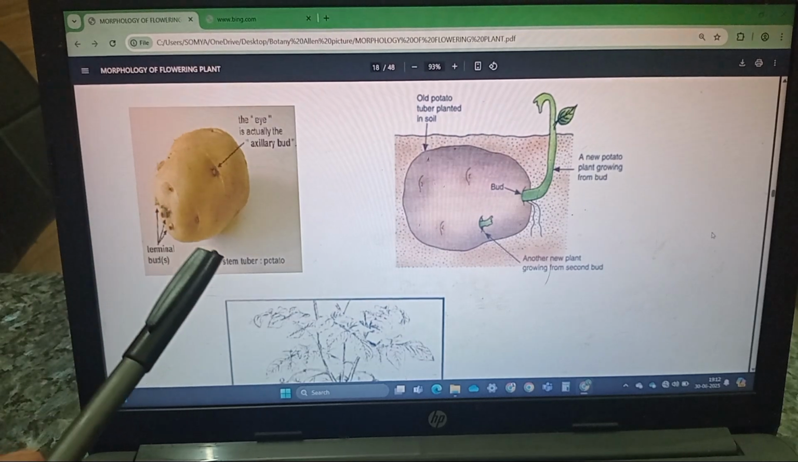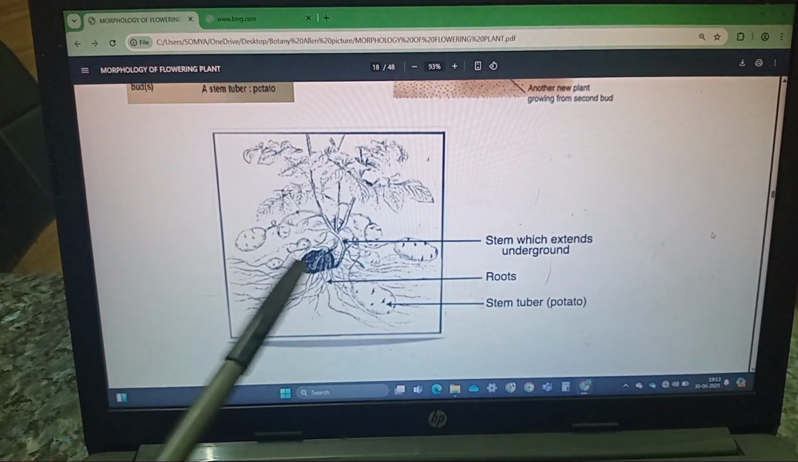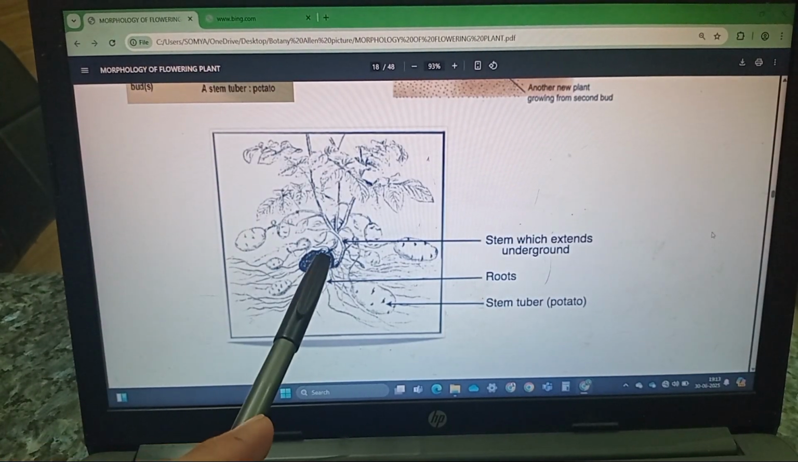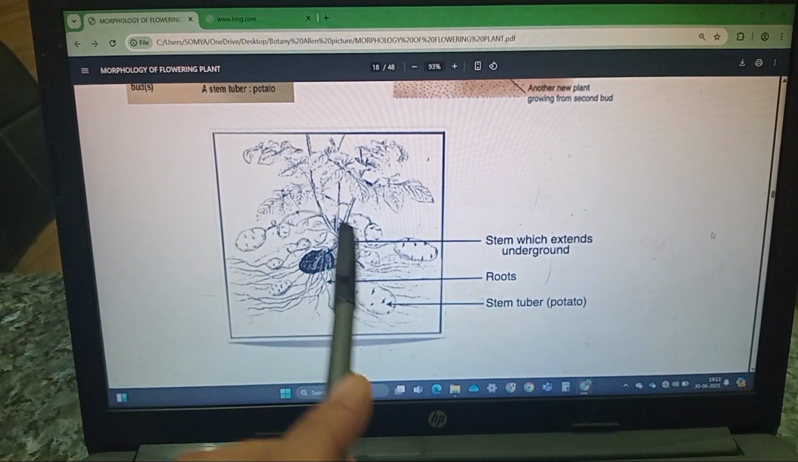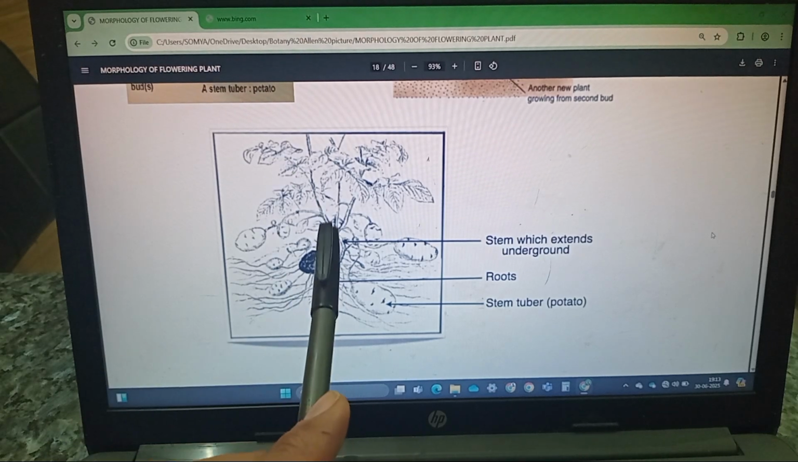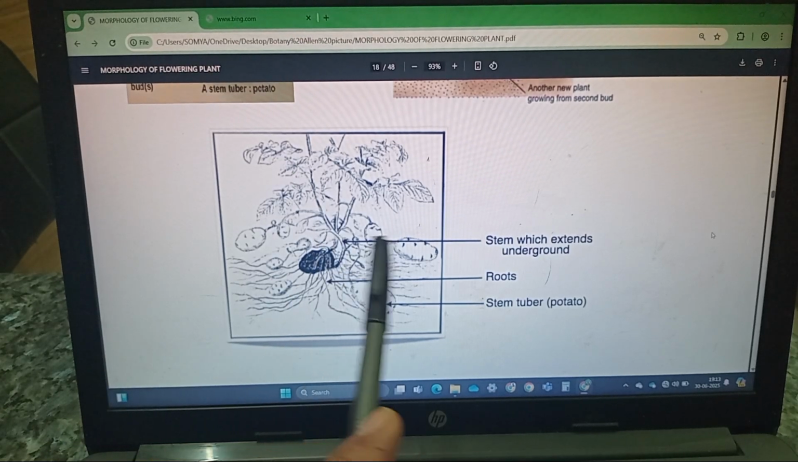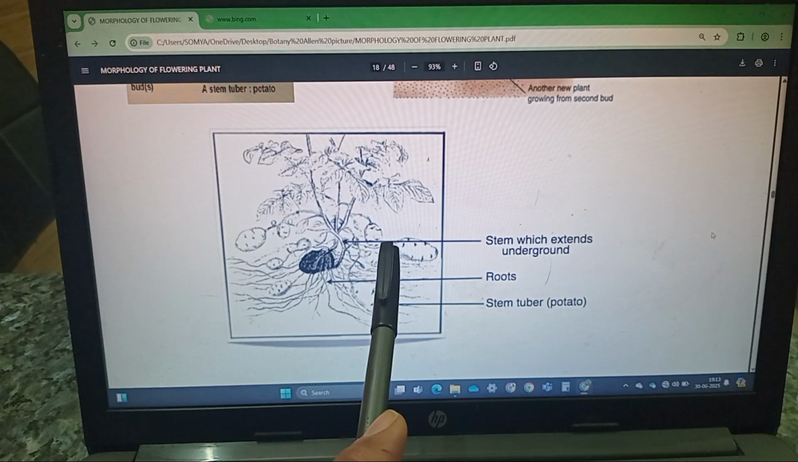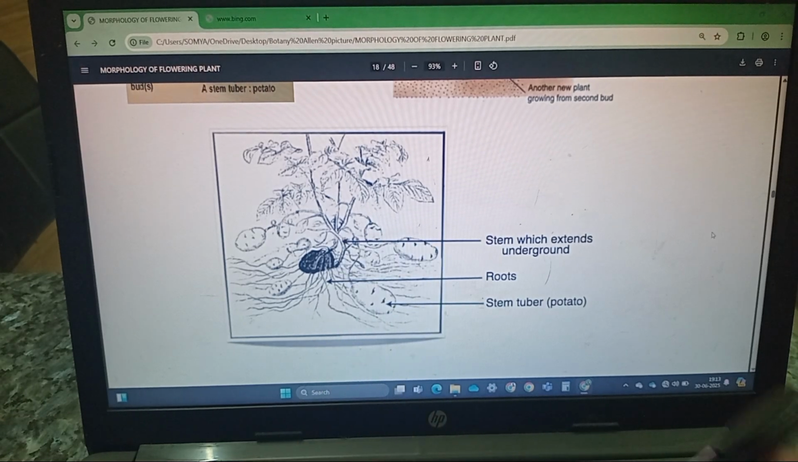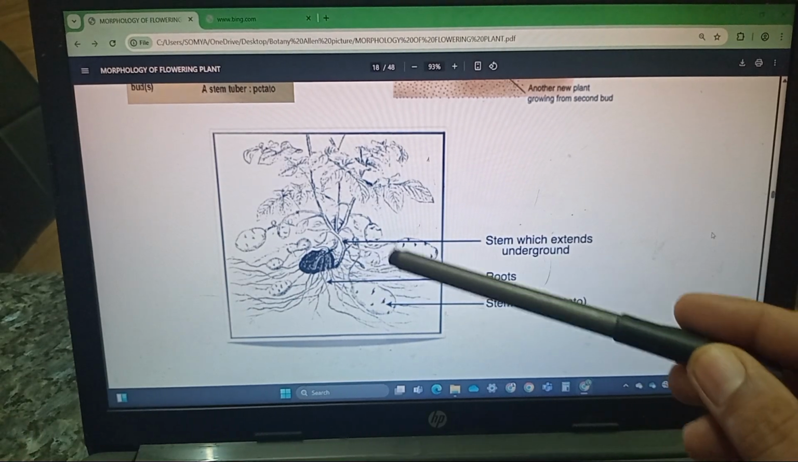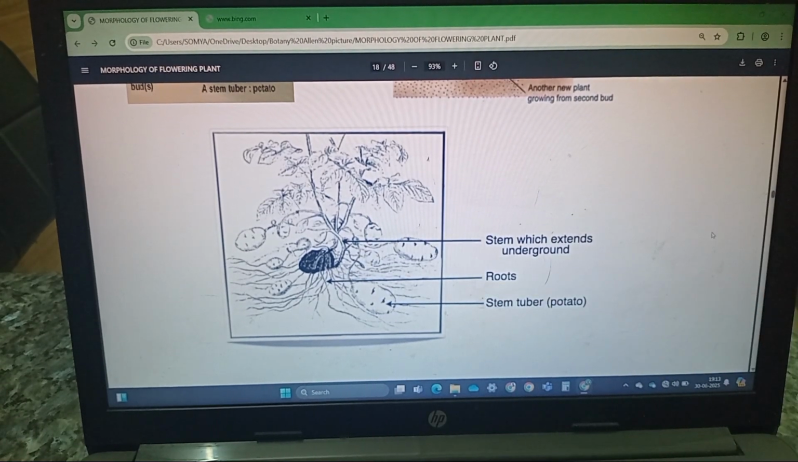If you see the plant of the potato, this was the potato which was grown, put in the soil. From this the stem and the leaves appear. Some of the branches of the potato go underground, and then at the end of those branches, like this branch, at the end of this branch, this new potato appears. So this is the stem modification.